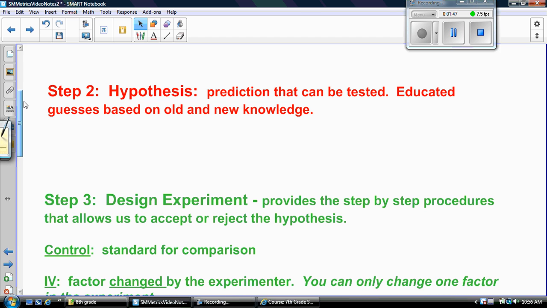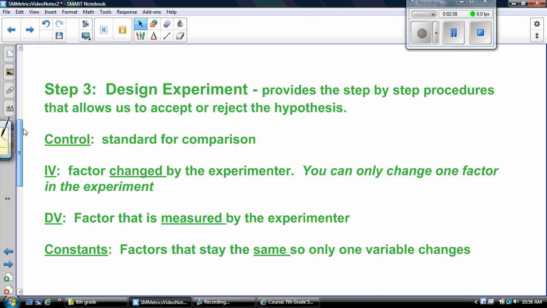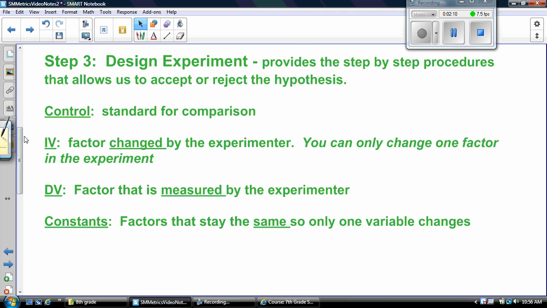The next step is a hypothesis. So once you've got your question, you're going to make a prediction that can be tested. It's an educated guess based on old and new knowledge. So you're going to start and write a hypothesis. Remember, we always start off saying, I think such and such, because you have to explain why you think the way you think. Then you're going to design an experiment. So remember, designing an experiment, you're going to provide step-by-step procedures that allow us to accept or reject a hypothesis.